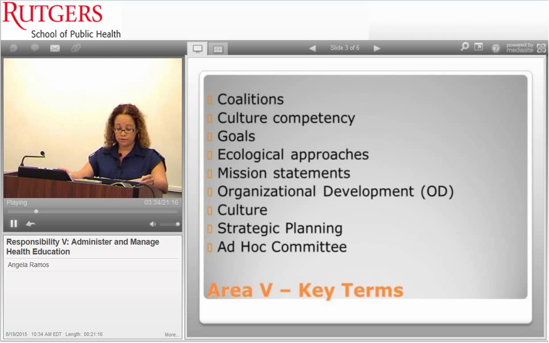You have your ecological approaches. So basically, what are you going to do to change your behavior? And the behavior could be physical, social, or cultural. And then there's also 5 levels of influence for health behavior. And that's your interpersonal, which is your group, your intrapersonal, which is individual, institutional, community, and public policy. Then we have the mission statement. So what are the values and overall goals of your organization? Then you have organizational development, which is a plan that helps the organization or program achieve the goals for their effectiveness and efficiency.